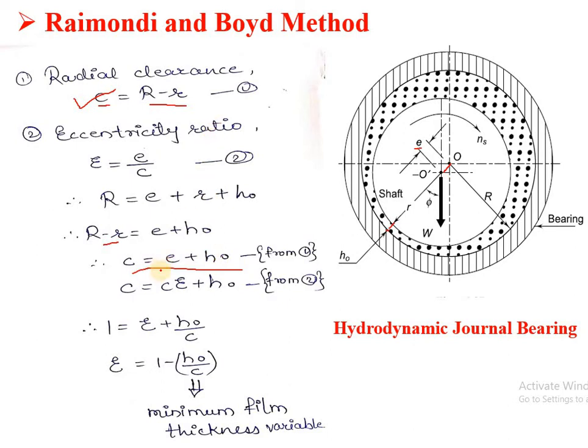Again from equation number 2, you can write e as C into the eccentricity ratio. Now if you divide by C throughout, then what remains? 1 equals the eccentricity ratio plus h0 by C. Again, the eccentricity ratio can be written as 1 minus h0 by C. Now this is the minimum film thickness variable. So you have got two parameters over here: the eccentricity ratio, and the minimum film thickness variable.